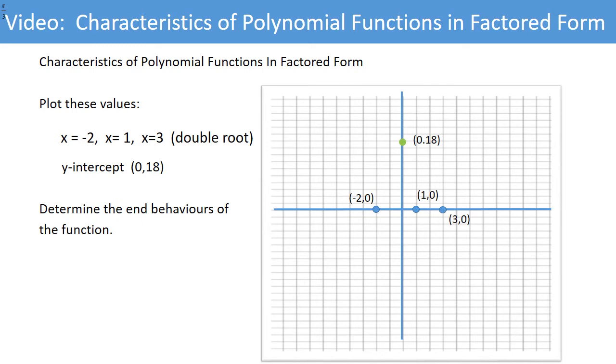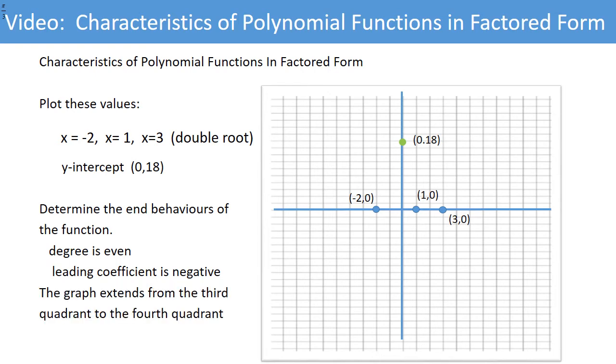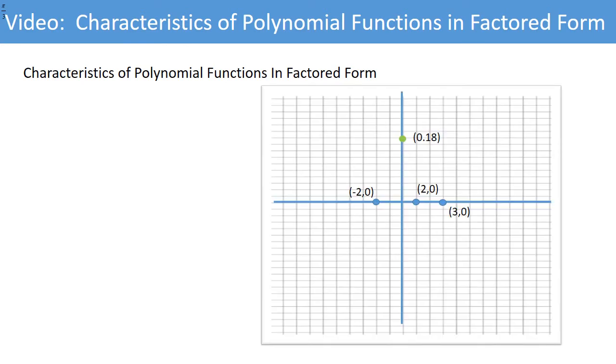And now we need to determine the end behaviors of the function so we know which quadrants it begins in and goes through to end. So the degree is even, the leading coefficient is negative, the graph will extend from the third quadrant to the fourth quadrant. So we know it goes from quadrant 3 to quadrant 4. It must pass through these points.